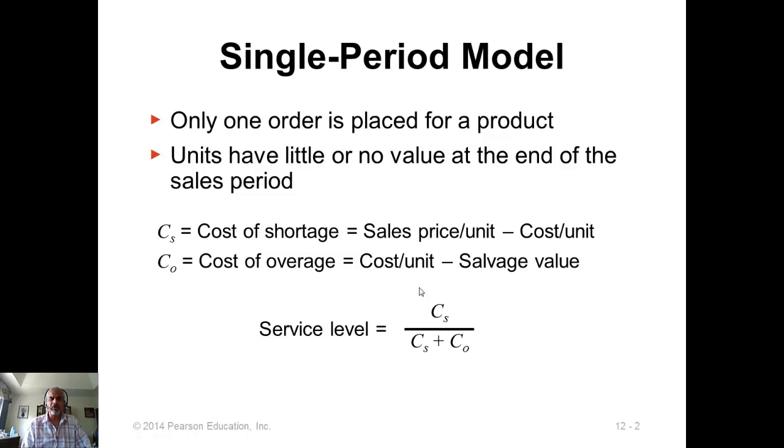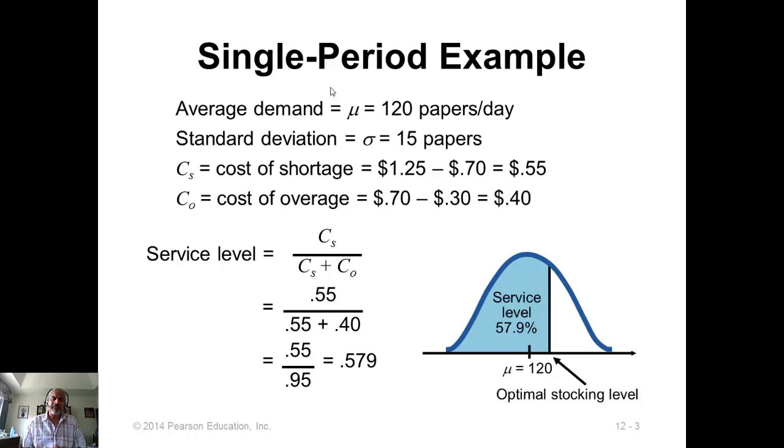So let's look at a numerical example. One more example for the single period inventory is newspapers or magazines. Well, if the newspaper that's available today, today's newspaper has demand only today, that's it. Tomorrow there is no demand. And in this example, suppose we have an average expected demand of 120 papers per day with a standard deviation of 15, maybe a small town or something.